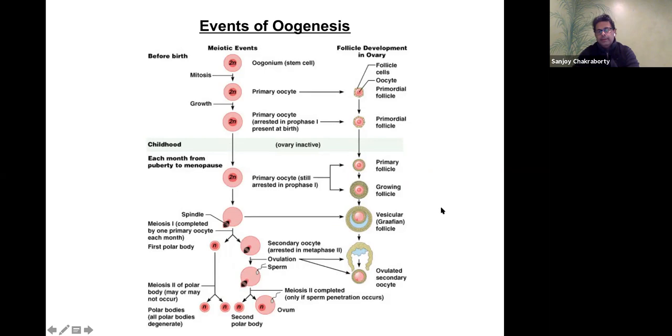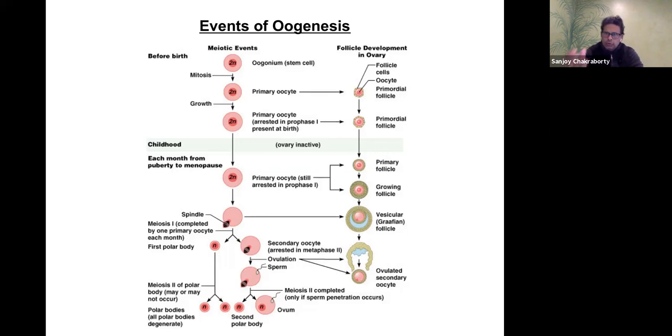Now, the stem cell for the oocyte is called oogonium. Oogonium is the singular, oogonia is the plural. Same as spermatogonium, spermatogonia, same thing. This happens in a girl child before the birth of the girl child. So when a girl is within their mother's body, when the girl child's ovary is just formed during their fetal developmental time, once the ovary is formed, this begins.